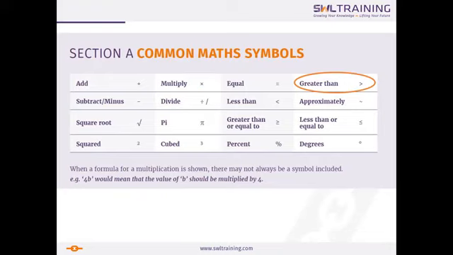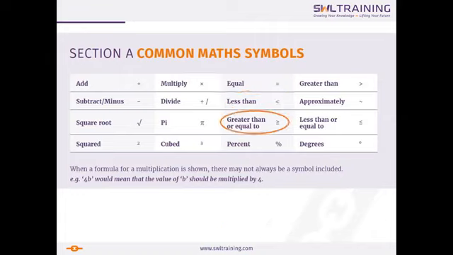Then looking at greater than. Greater than simply means of higher value. So for example, 9 is greater than, or of higher value than, 6. And the opposite, less than. So 6 is less than, or of lower value than, 9.